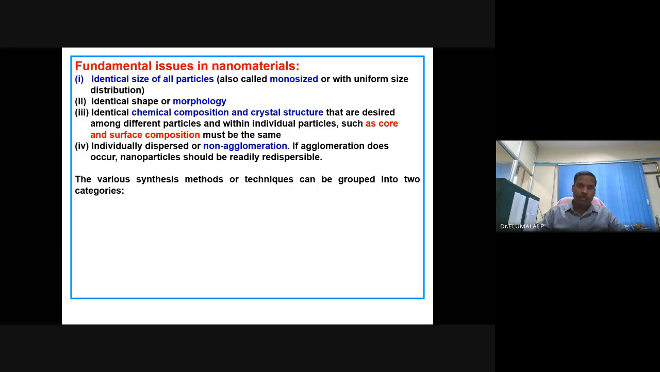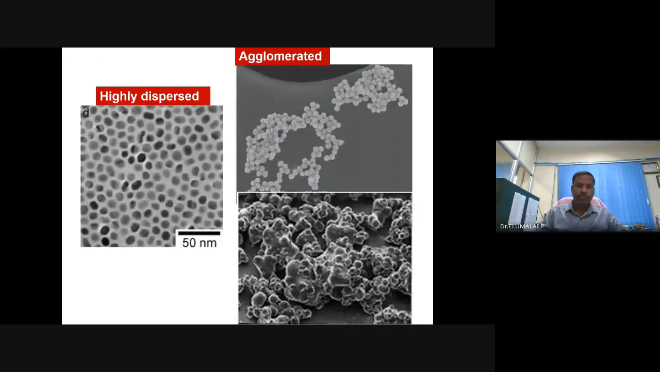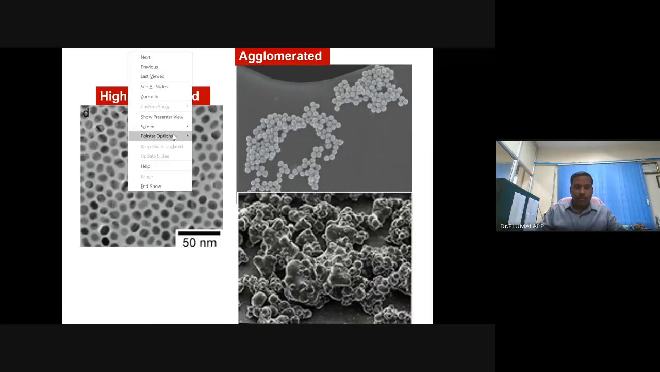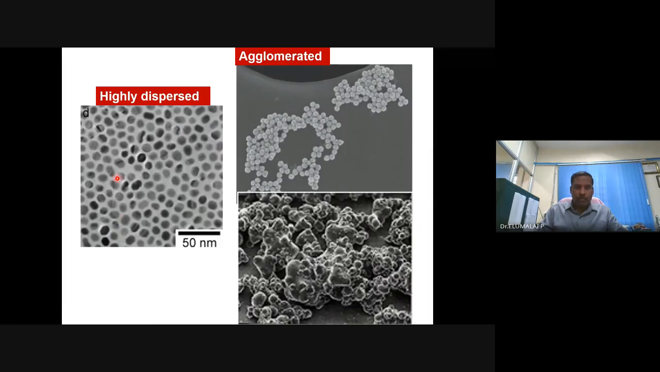Then the fourth challenge is to get agglomerated particles. What are agglomerated particles? I hope this slide will give you better information. You see here, some particles, maybe gold or silver, titanium oxide, silicon oxide, anything. Highly dispersed. What do I mean by highly dispersed? Each entity, each grain is separate. They are not touching each other. Looks like all of them are maintaining social distance.